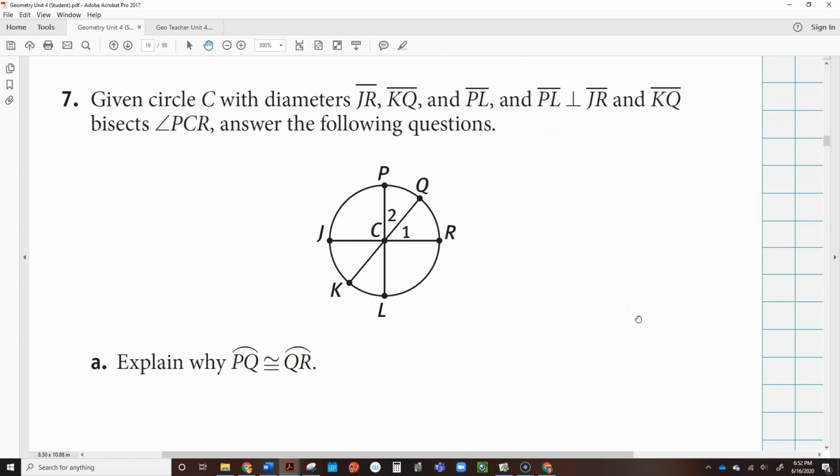Okay, so given circle C with these diameters, and they tell me that PL is perpendicular to JR, so I'm going to mark what that means. Have a 90-degree angle right there. And KQ bisects angle PCR. So that means that angle 1 and angle 2 are the same size. Explain why arc PQ is congruent to QR. The angles are congruent, so the arcs are congruent.